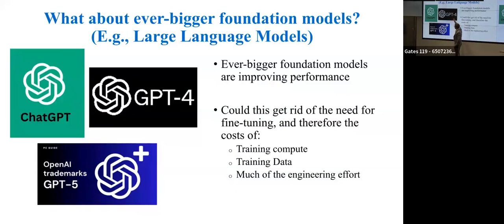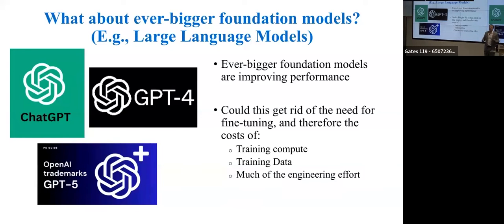ChatGPT moving to GPT-4, moving to the recently trademarked GPT-5 that's coming, right? These ever bigger foundation models are improving performance. And so if you say, well, more and more, that might mean that we don't have to have a lot of fine-tuning costs, right? We can just take the system off the shelf and use it. And so in theory, you could get rid of the need for training compute, training data, and much of the engineering. So we actually modeled this in our paper.